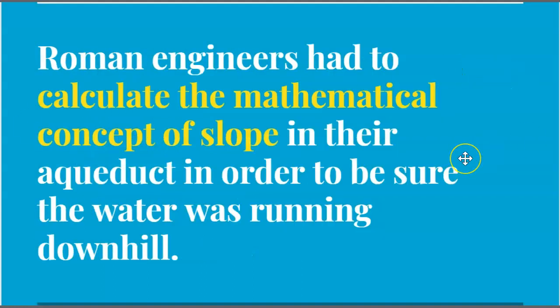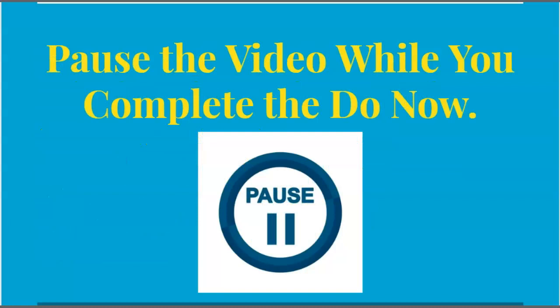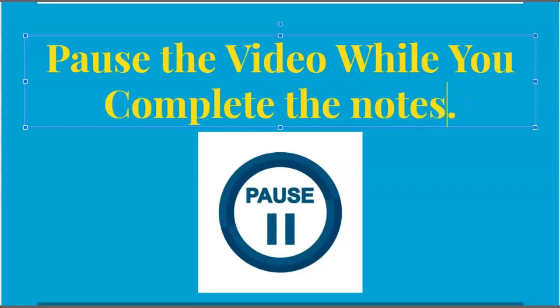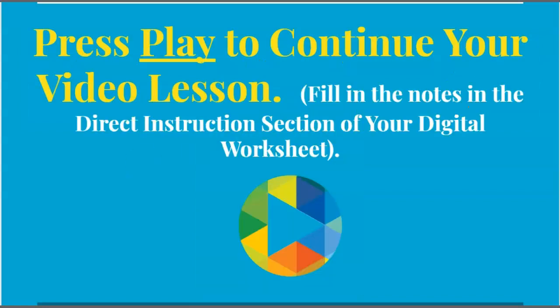Roman engineers had to calculate the mathematical concept of slope in their aqueduct in order to be sure the water was running downhill. Pause the video for just a moment while you complete the notes for this section. So I want you to fill in the notes. There's only a few, and as soon as you finish filling in the notes in the direct instruction section of your digital worksheet, then press play to continue this video lesson.